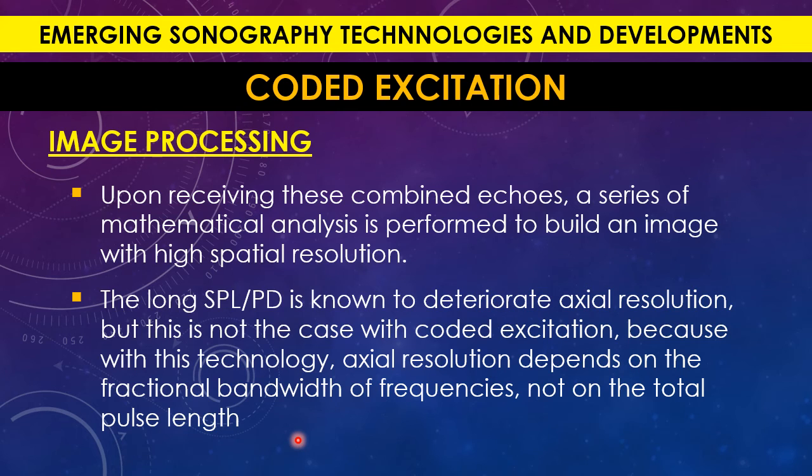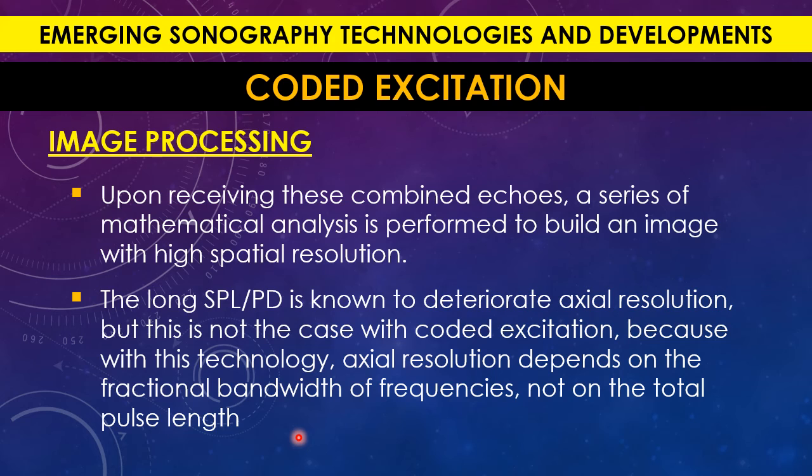So now we come to the echoes that are received back. We have discussed the transmitted pulse, and we mentioned that it is a long SPL with frequency modulation, it is digitally encoded, and it has a high output power. Now, how about the received echoes? The received echoes have a specific pattern, of course, and they need a series of mathematical and digital analysis. So at the end, I will get a better spatial resolution.